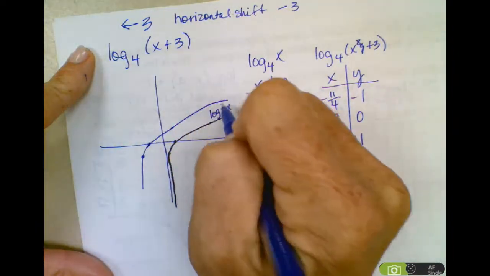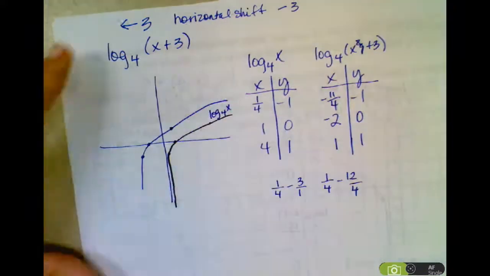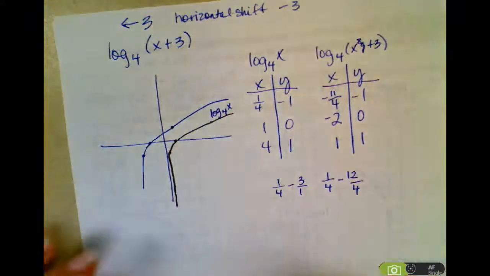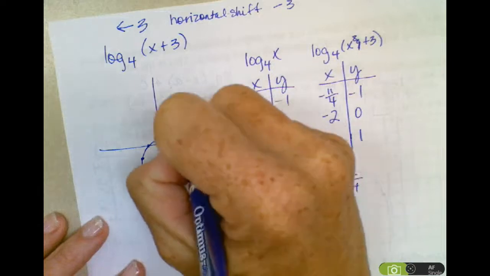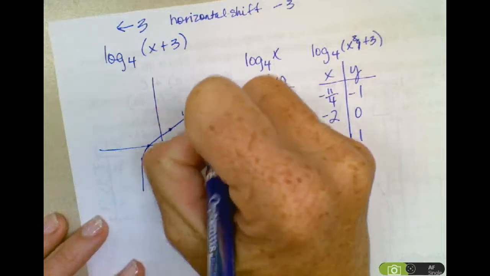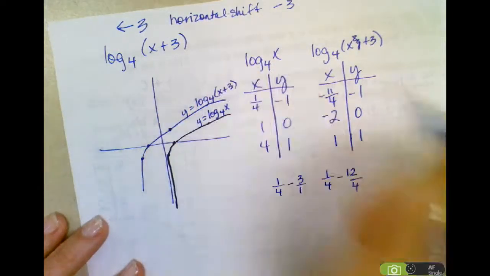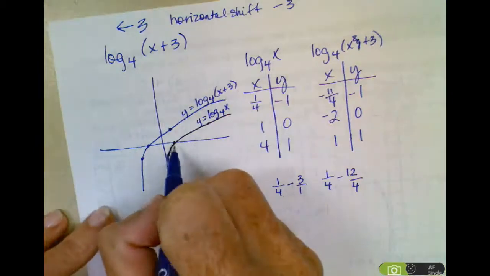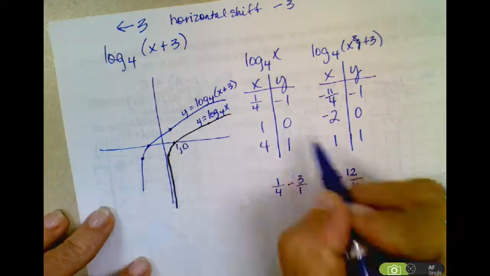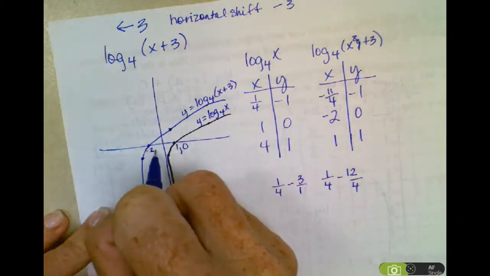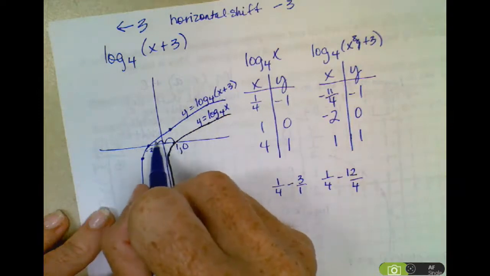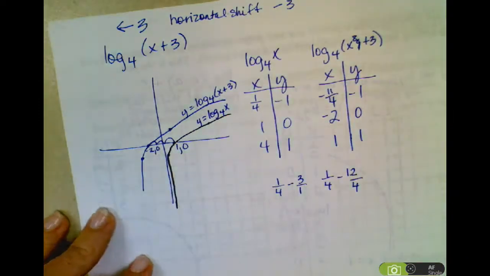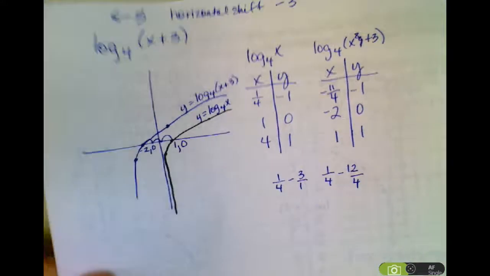Looks just like the other graph. Okay, so we shifted it to the left 3. In between these spaces, this space is 1, 0, and this space is -2, 0. I know there's a shift of 3. 1, 2, 3 spots. Much better. Okay. Now moving on.